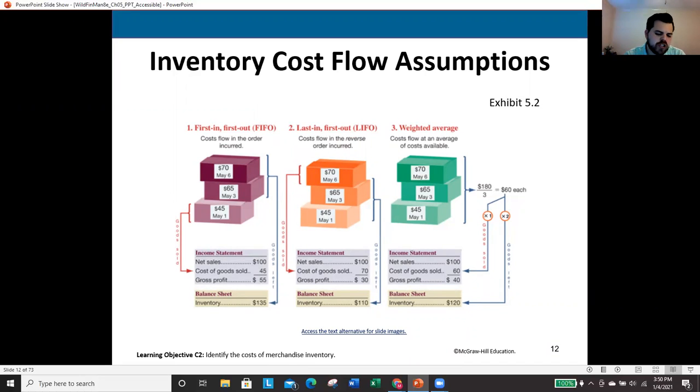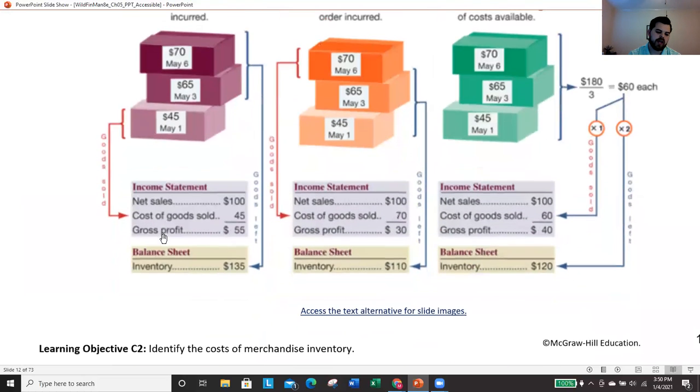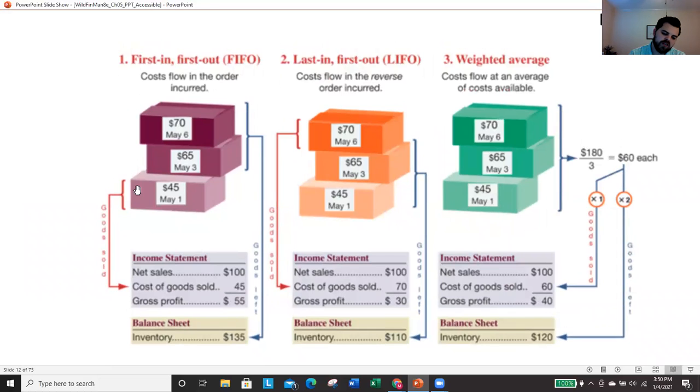So first things first, we're going to look over here at FIFO. In this case, they tell us we had net sales of $100 and our cost was $45.